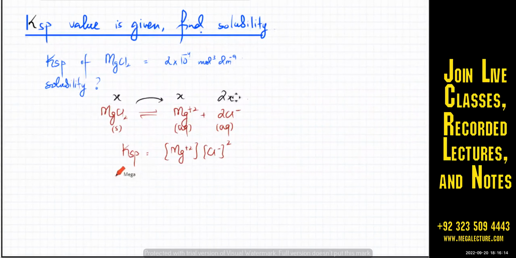You already know what Ksp is. That's 2 times 10 power minus 4. The magnesium ion concentration is X. The Cl ion concentration is 2X, and that's squared. And you're going to try and solve for X. 2 squared will be 4, so it's 4X cubed. That's equal to 2 times 10 power minus 4. Take the 4 to the other side and find the answer. What do you get for X?